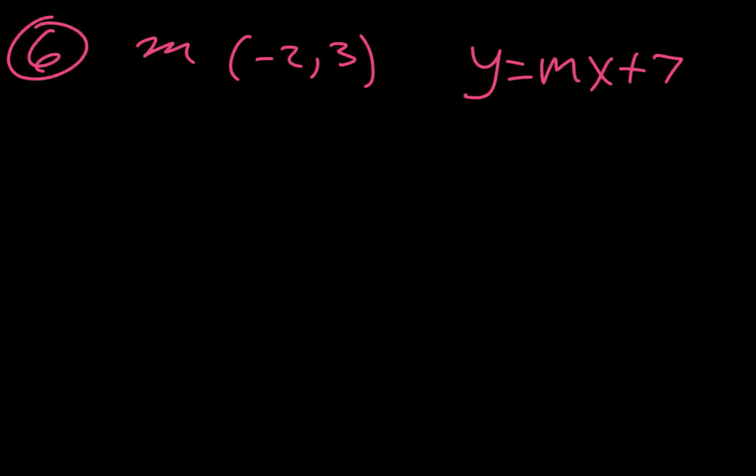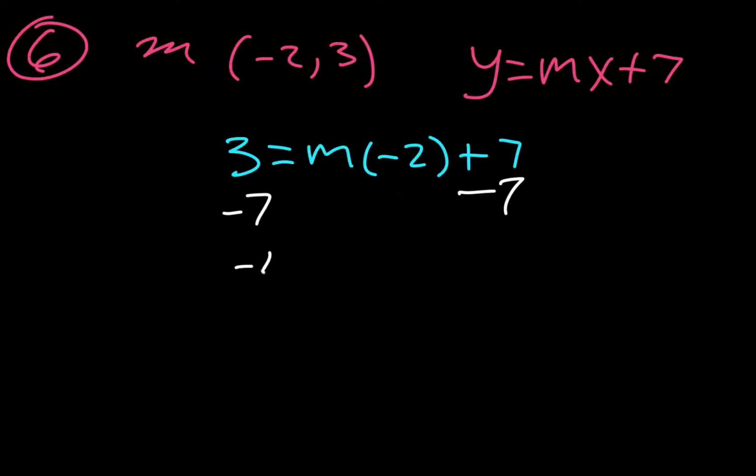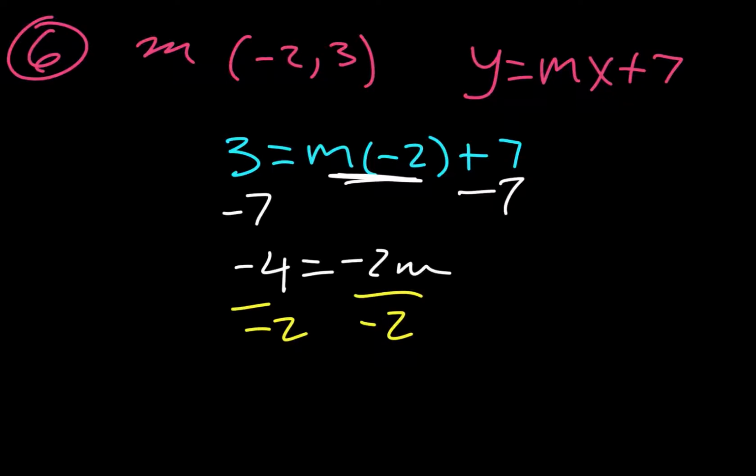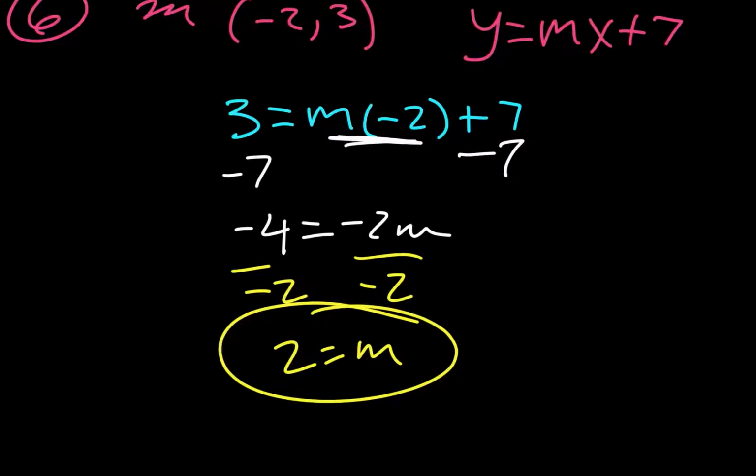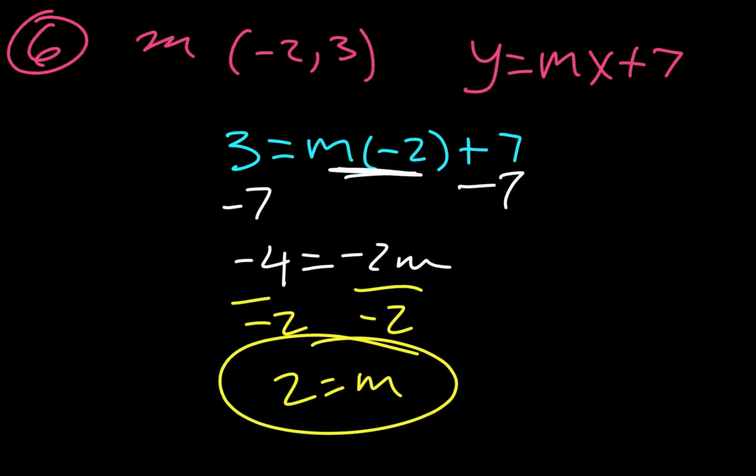What we want to do is plug it in. So we're going to end up with 3 equals m times -2 plus 7. Then we just want to solve for m. We subtract 7, which gives us -4. We multiply these together, -2m. Then we divide by -2, and -4 divided by -2 is 2. And so our slope, or our gradient, in that case, is going to be 2.